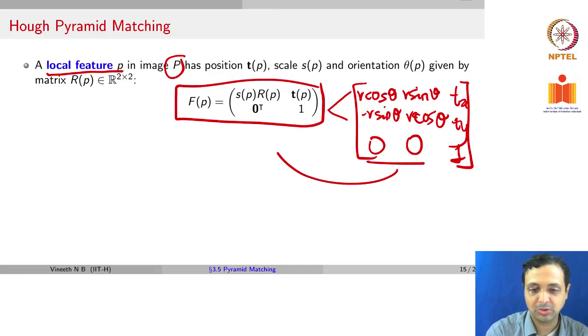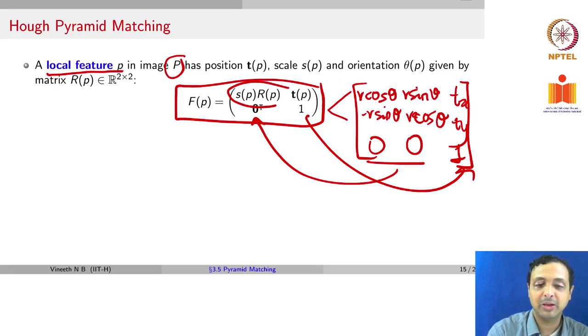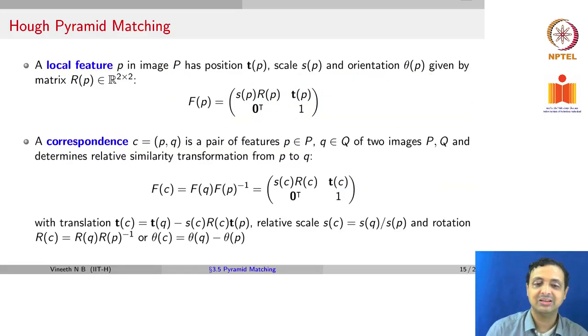So these two zeros correspond to this zero vector here. One is there for mathematical simplicity, and then this s_p, r_p correspond to the scale and orientation of that point p, which can be written as a 2 cross 2 matrix, and this vector t_p corresponds to the position of that particular point in the image. Assuming this is how a local feature is given to us, then a correspondence between a pair of features p in P and q in Q can be given by f_c, which is given as f_q into f_p inverse.